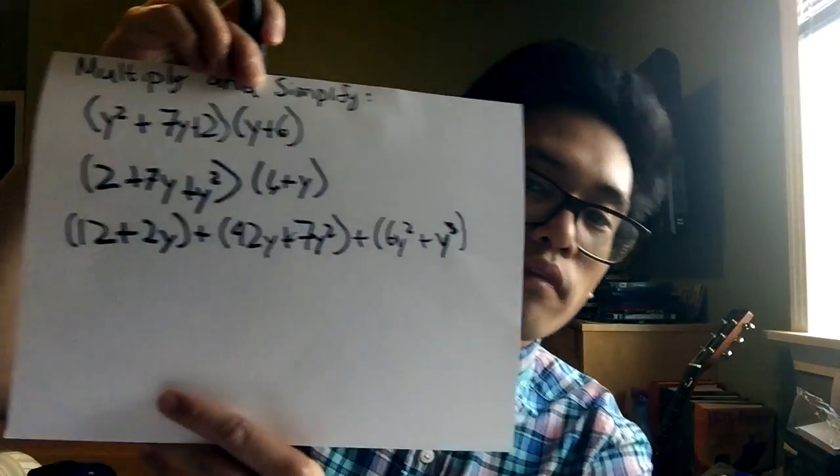So, y squared times 6 equals 6y squared, plus y cubed. y squared times y equals y cubed. Now, bam, there we have that.